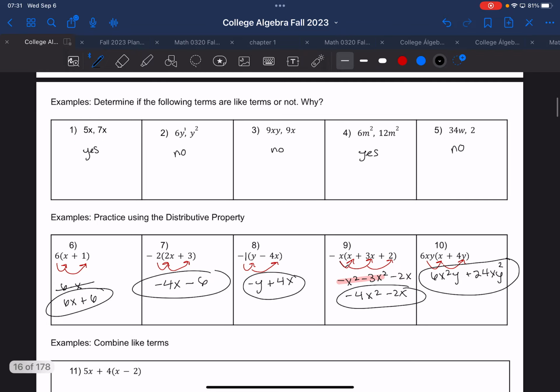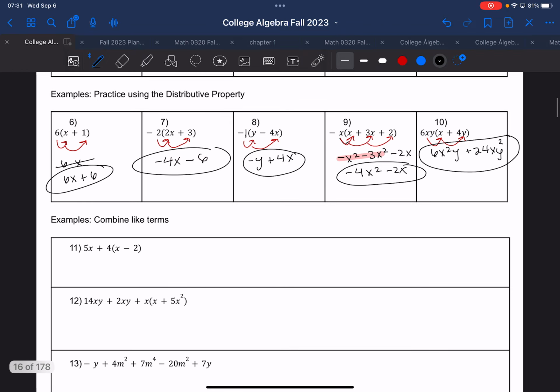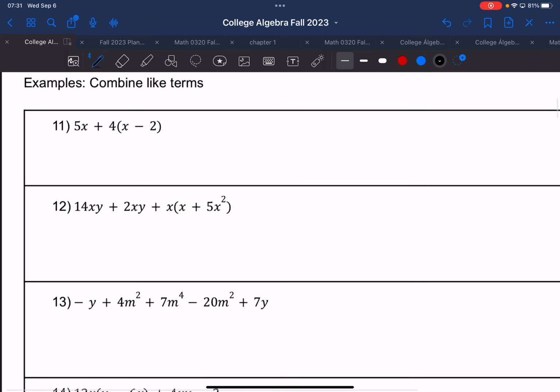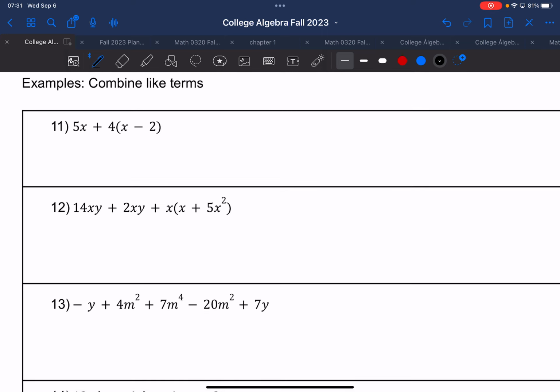Okay, so we talked about like terms. We talked about the distributive property. Now we're going to do examples of combining like terms. So that means we may have the distributive property to do in there and then combine like terms at the end.